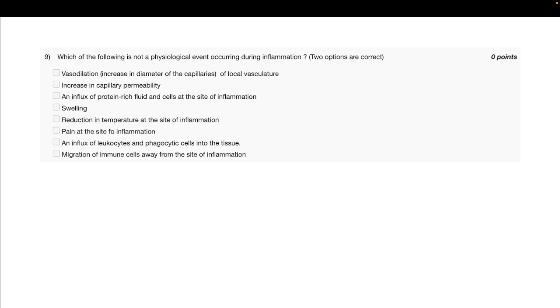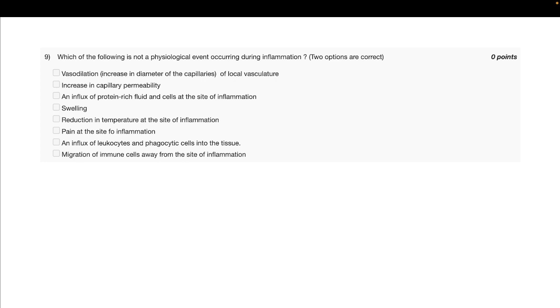Option 5 and 8. Last one. Okay, 5 is reduction in temperature, and the last one, migration of immune cells away. Yes, reduction in temperature at the site of inflammation, and migration of immune cells away from the site of inflammation.